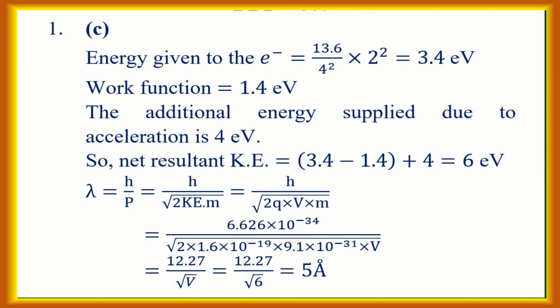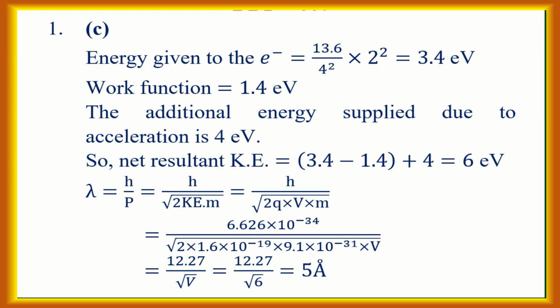And the de Broglie wavelength formula is lambda equals h by p, where p is the momentum, and it converts to kinetic energy, so h by root over 2 into kinetic energy into m, where kinetic energy equals q into V. So then, using the given formula, the value is 5 Angstrom. So it is clear now.